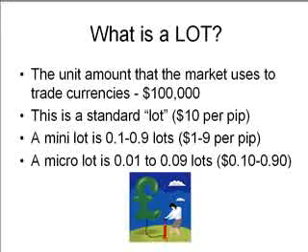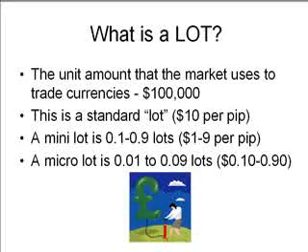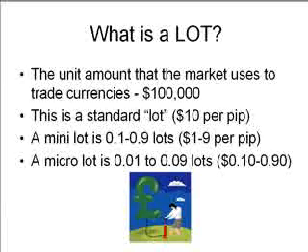Let's just recap. A lot is the unit amount that the market uses to trade currencies, and it's 100,000 base units. If we're trading a standard lot, in other words, if we are controlling $100,000 worth of currency in a trade, each one of those pips that we talked about in the previous video, or the difference between a quote of 180.40 and 180.41, is going to be worth $10 to your account.